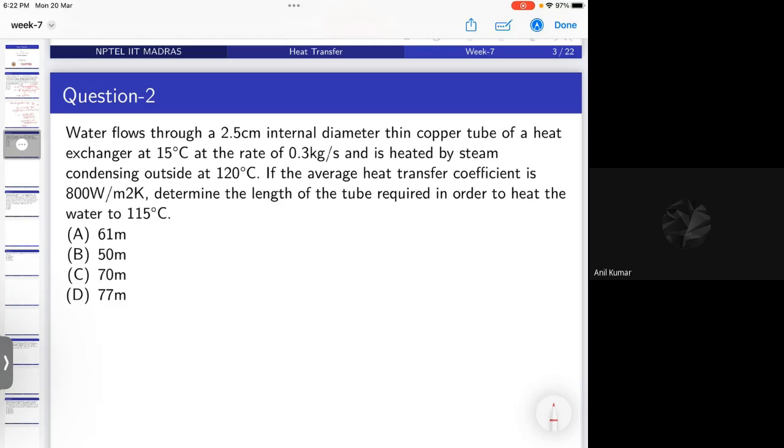It is constant surface heat flux. How? Can you please explain why you think like that? Because it is heated by steam condensing outside at 120 degrees Celsius. So the temperature on the tube is maintained at 120 degrees Celsius. Yeah. So it's a constant surface temperature. Sorry, it is constant surface temperature condition, not constant heat flux. Yes, sir. So I think now you can solve very easily.